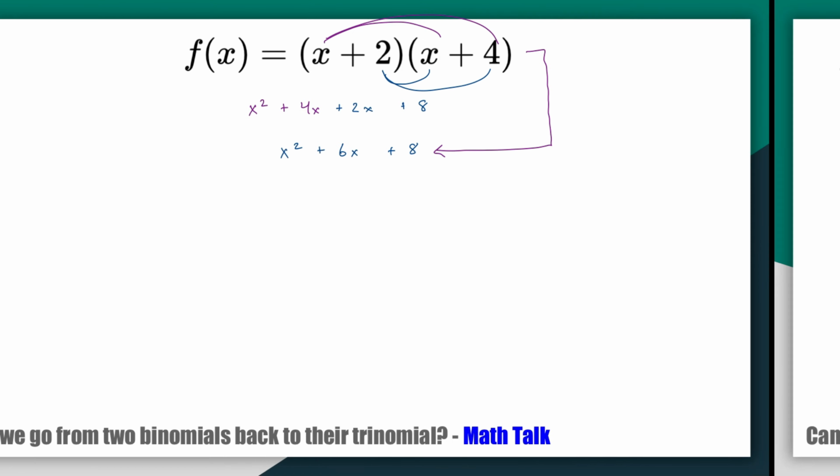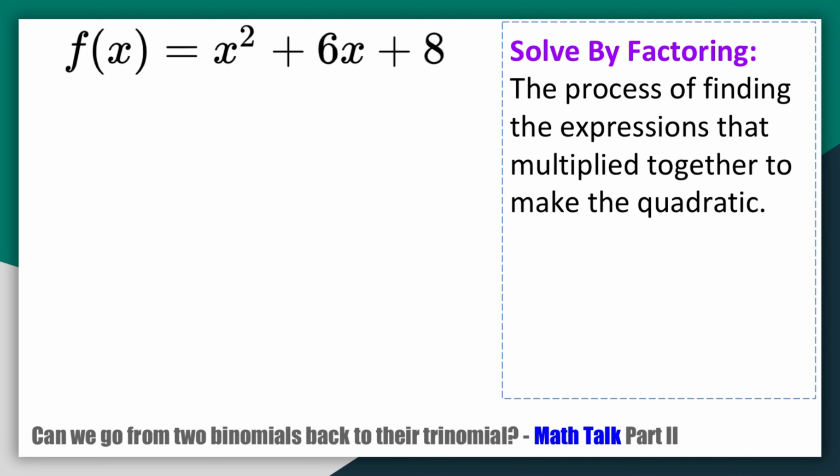All right, so let's dive into that exact example of how we actually do this. First, this method is solving by factoring, the process of finding the expressions that multiplied together to make the quadratic. That's why we call it factoring. We're trying to figure out how to break this trinomial down into the factors that we multiplied to get there, okay? The way we do this is first we identify if it's in standard form, which this is, right? We have an A, B, C. So you have your A value of 1, your B value of 6, your C value of 8. There's no number there for A, okay?